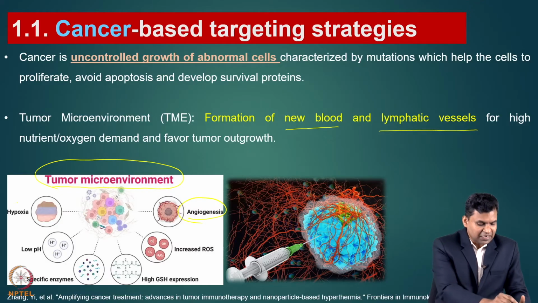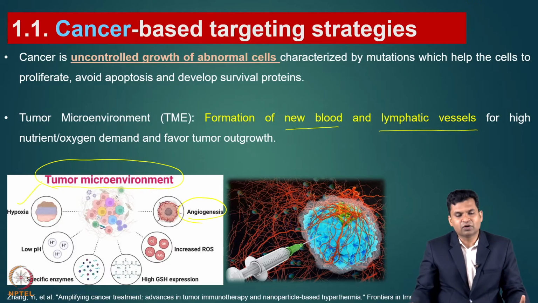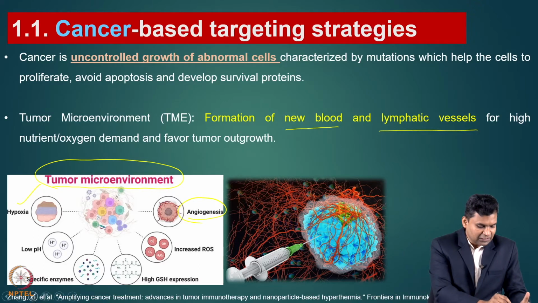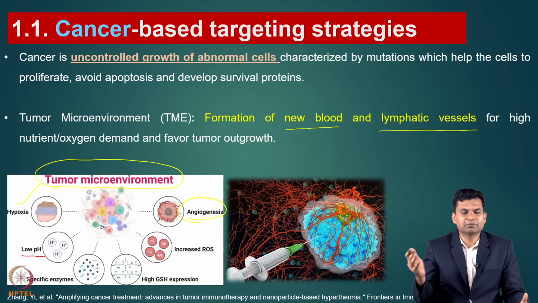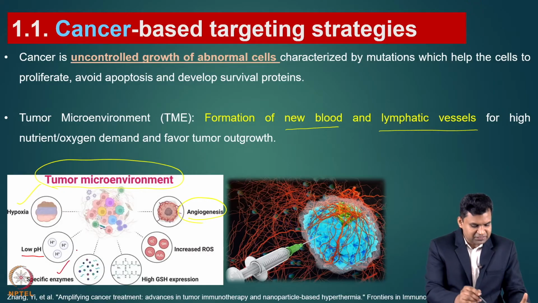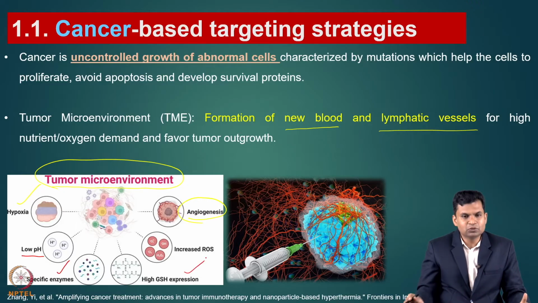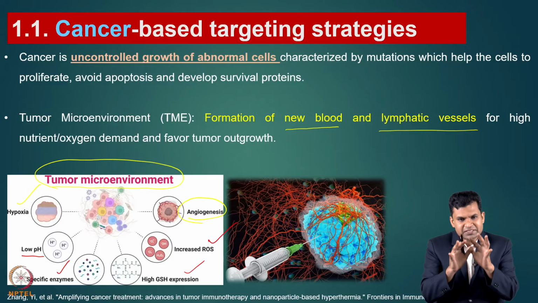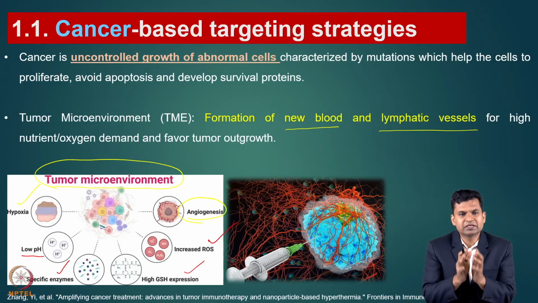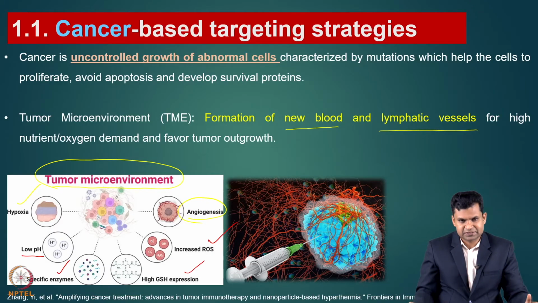So, the first one is hypoxia, lack of oxygen because of abnormal growth of the cells in cancer. Also, low pH is one more factor because of the high metabolism in the cancer cells, and there are specific enzymes, high glutathione expression and also increased ROS systems. So, considering all this we can target the cancer cells.